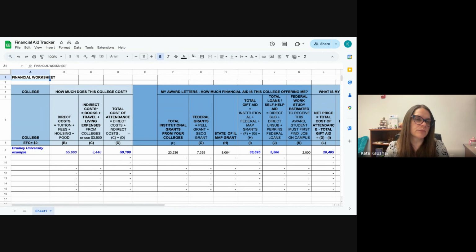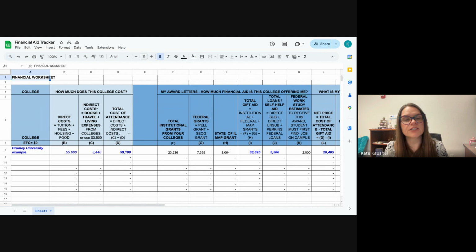So this is a simple Google Sheet that does calculations for you. So thank you very much, Google Sheets, for doing Excel formulas. But you can put your colleges in here and compare them, essentially. So this example is for Bradley University. I should have put the SAI here, so I'll fix the sheet so it has the new terminology on it, Student Aid Index. But you can put your direct costs for Bradley in this case, which is in Peoria. It's a private school, $55,000. Indirect costs, so $3,400, and then it does the math for you. Total cost of attendance is $59,000, almost $60,000.